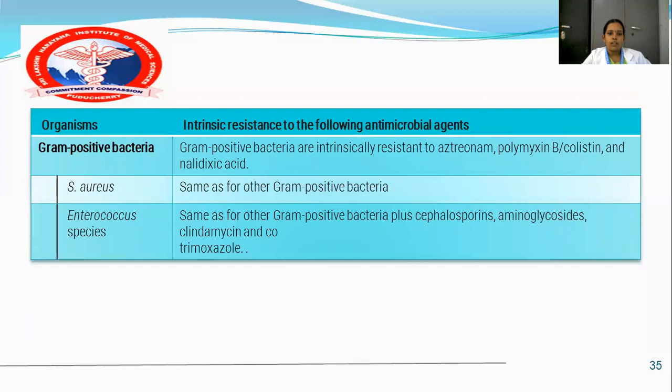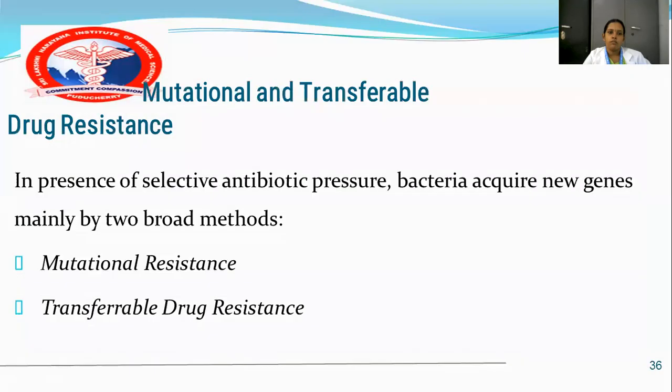Gram-positive bacteria are also intrinsically resistant to azithromycin, polymyxin B or colistin, and fusidic acid. Enterococcus is resistant to cephalosporins, aminoglycosides, clindamycin, and cotrimoxazole.